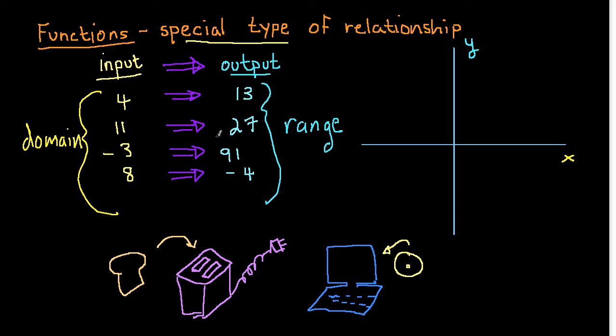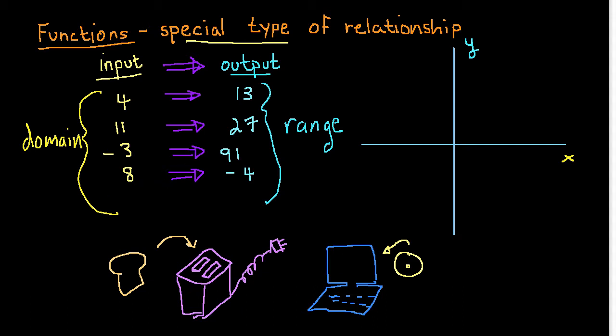Okay, so I've made another relationship here that right now is a function. So it's not anything that we can express algebraically. There's no simple pattern going here. It's seemingly very random. A 4 gets you 13. Input of 11, you get out 27, minus 3, 91, and so on. Okay, but each input here gives one and only one output. So right now this is a function.